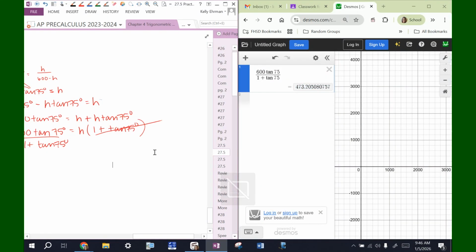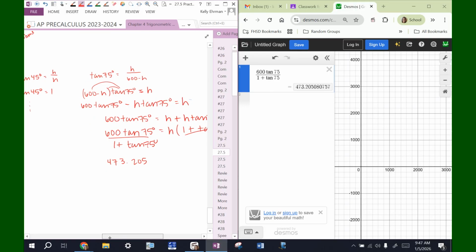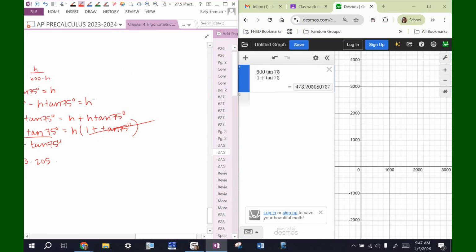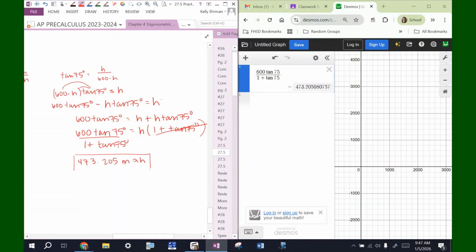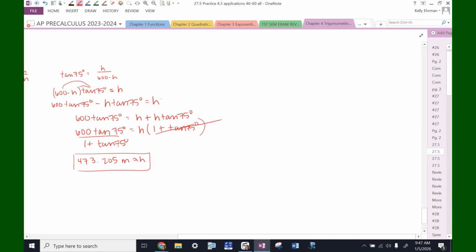All right, so my answer for H is 473.205. And what is this measured in? This time we were talking meters. So meters is our approximate value for H. Okay, so that last problem is an example of a scenario where you need to be able to solve algebraically, because sometimes the graphing, the way I typed it in, probably wasn't the best way. And so then I got to a place where I couldn't see what the numerical answer was.